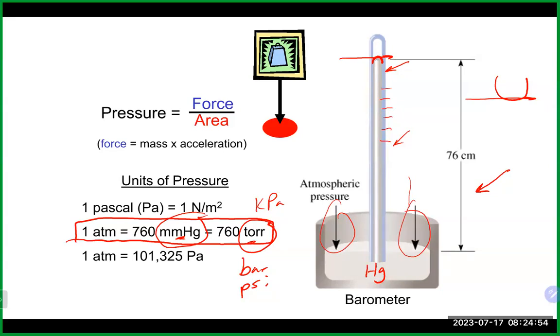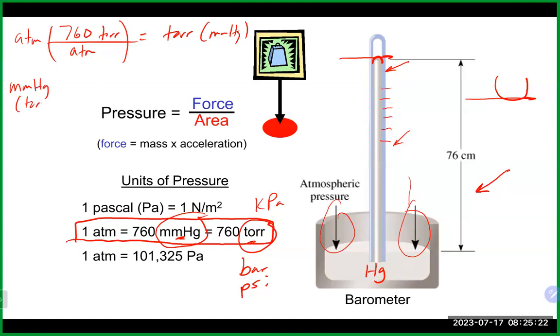And that means that we do need to be able to convert between these different units. And that 760 number is basically our conversion factor to do that. So if you have atmospheres and you want millimeters of mercury or torr, you're going to multiply by the 760. And that will give you torr or millimeters of mercury. And vice versa, if you have millimeters of mercury or torr, you would divide by 760. That will give you atmospheres.